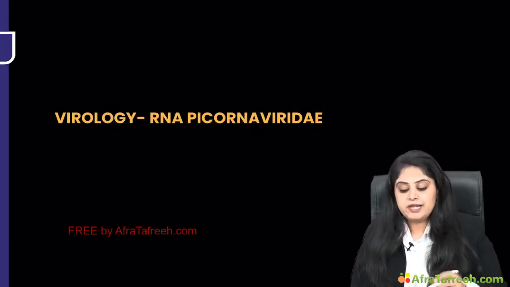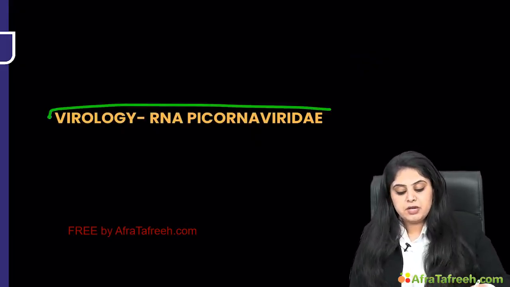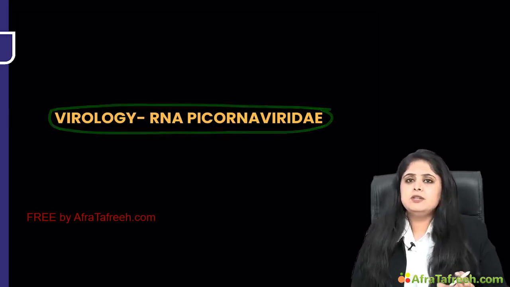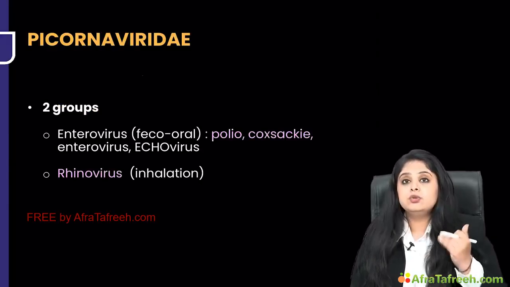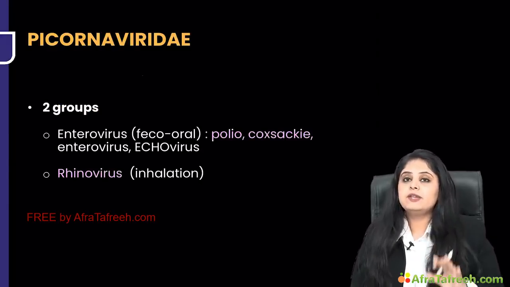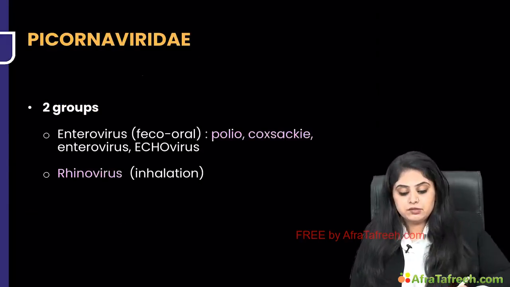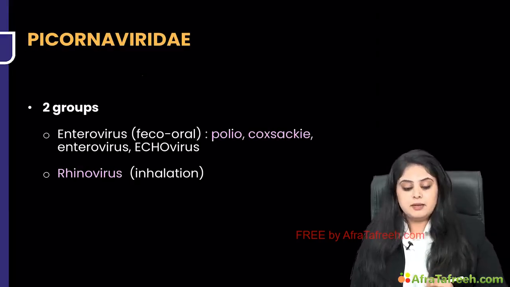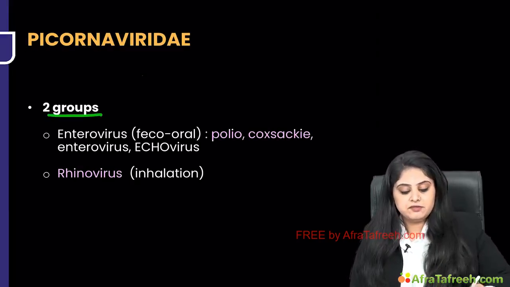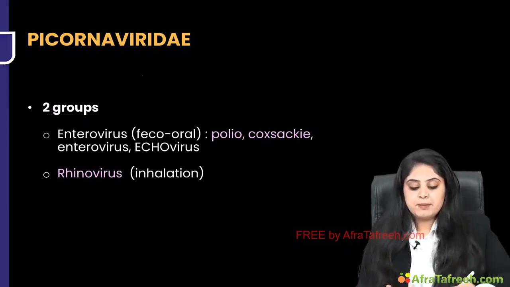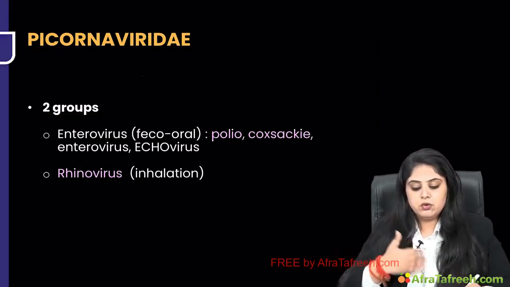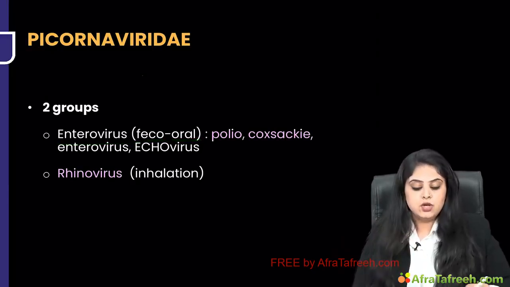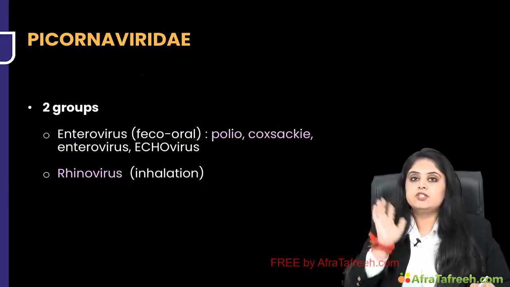What do we come down to next? Next, we take up the Picornaviridae family. If I tell you the classification of Picornaviridae family, honestly, there are two groups, but you don't have to study all. So let us focus on the ones that you have to study under Picornaviridae. See how I divided it. Picornaviridae means either it is going to cause some intestinal, fecal-oral, entero infection, or it is going to cause some inhalation infection.